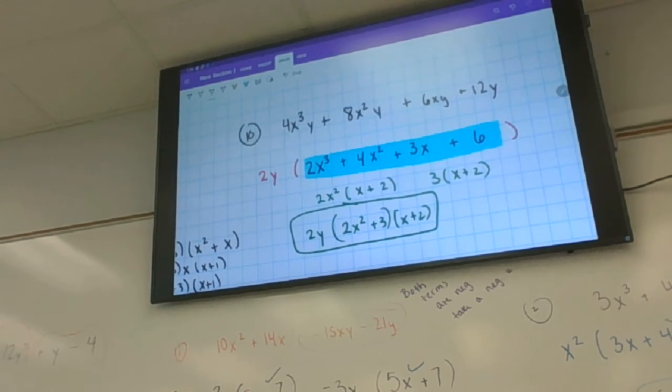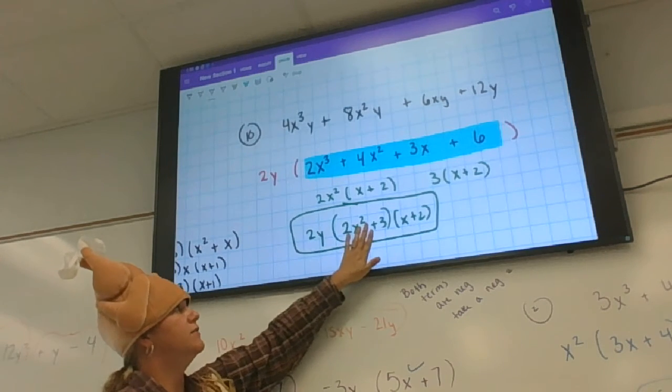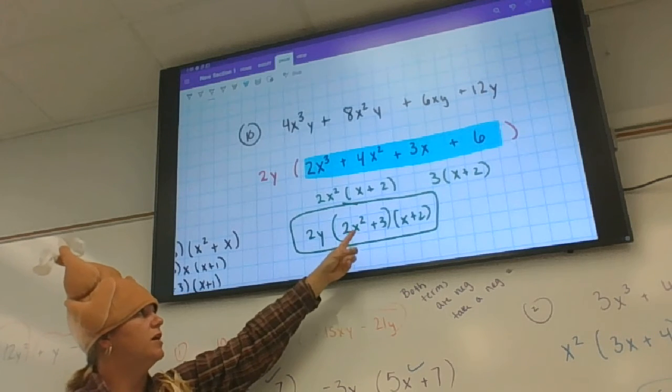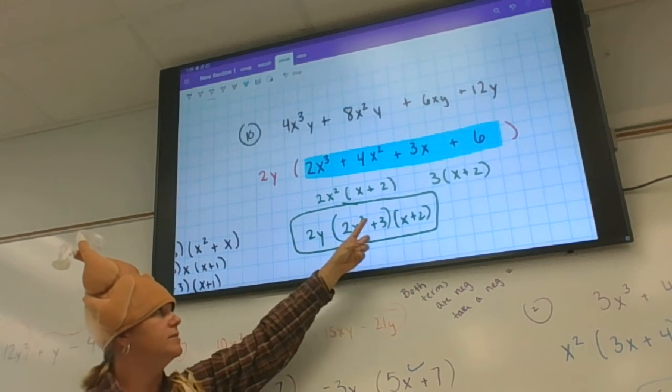See how the answer is a little more simple than what you did without taking the GCF? This is more simplified. What you might have on your paper, I'm curious to know. Do you have 4x squared y plus 6y?